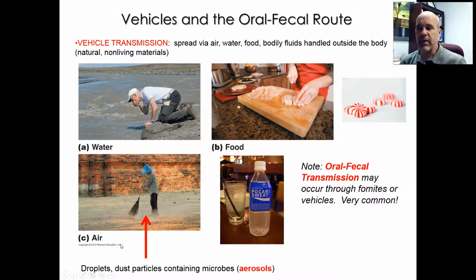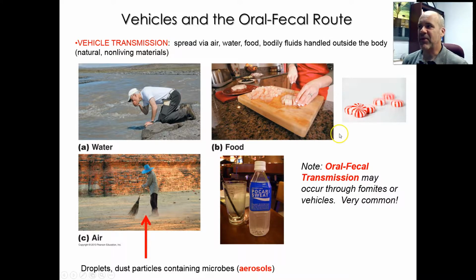So again, droplets, respiratory droplets, if you're within 1 meter, that's considered a type of direct contact. But if you have smaller droplets or dust particles that contain microbes, those are also known as aerosols. So like we see this person sweeping. So let's say there were some rodent droppings here on the ground, and as you're sweeping, it's aerosolizing these microorganisms that can make you sick, and then you breathe that in. That's a type of airborne transmission.